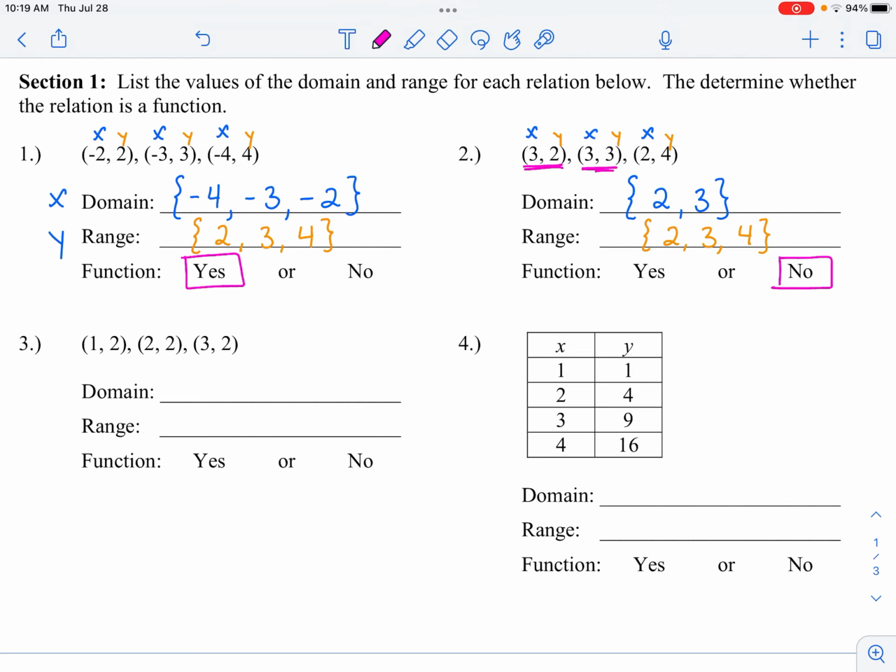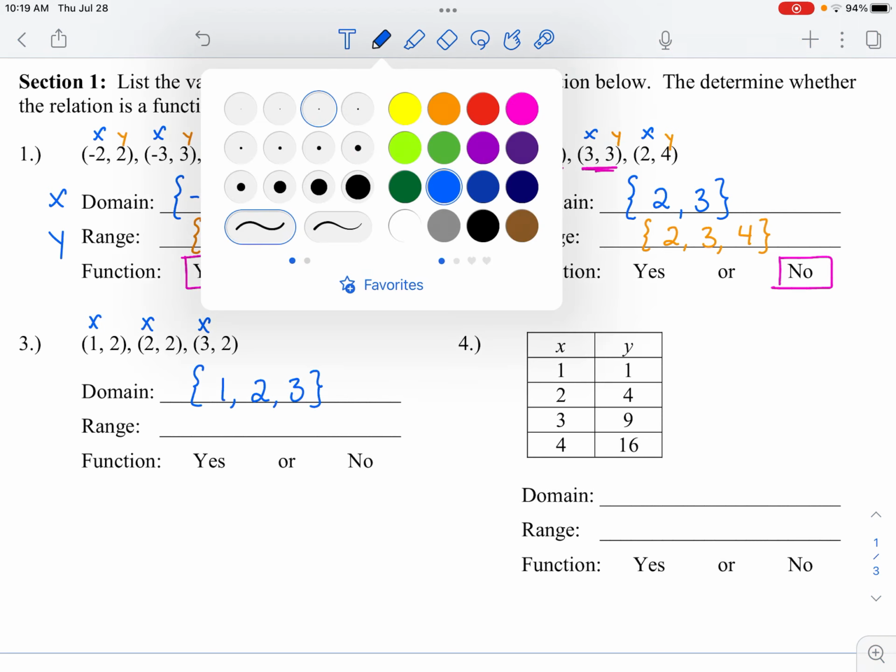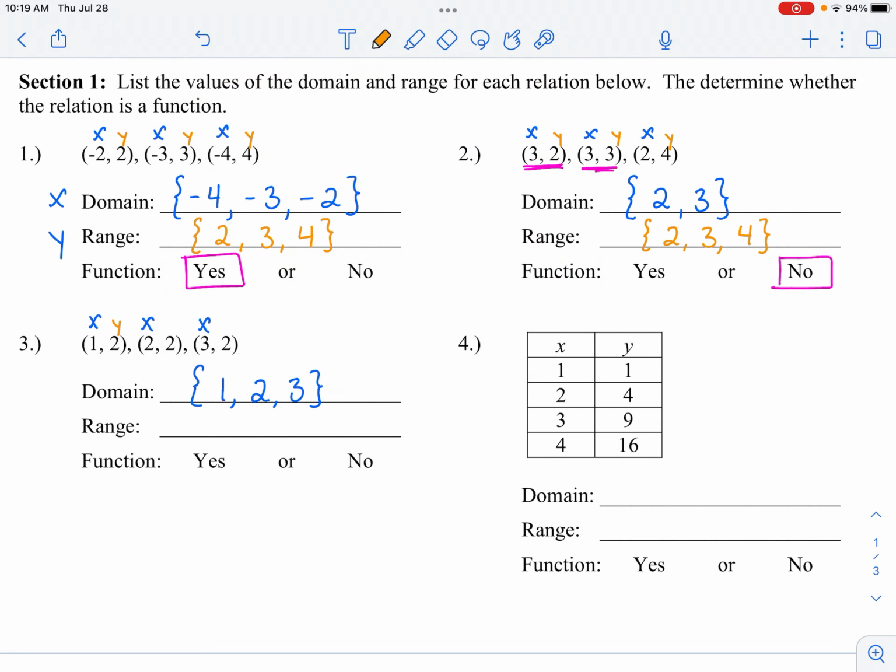All right, let's take a look at problem number 3. Domain values, x, x, x are 1, 2, and 3. And then the range values, y, y, and y, are 2, 2, and 2. Well, there's only one y value. It was the same number 3 times, so I listed just once. We want to avoid the repetition in the set.